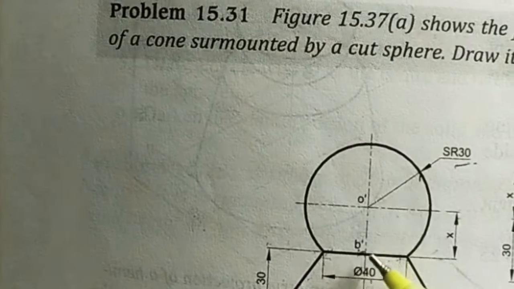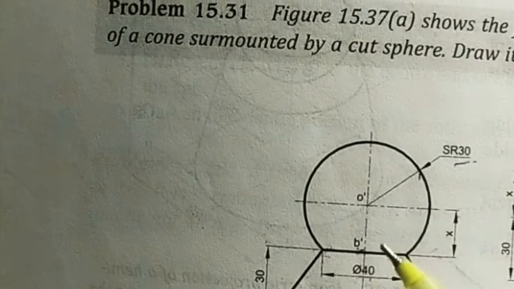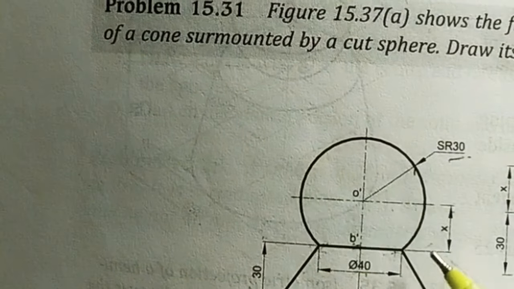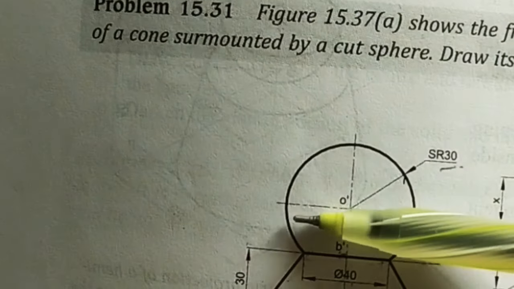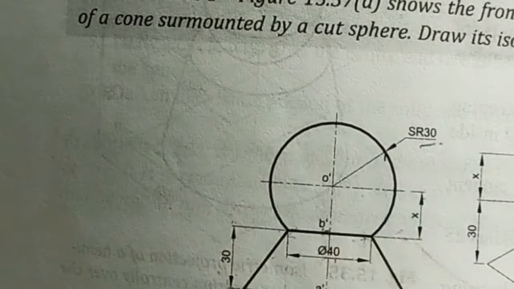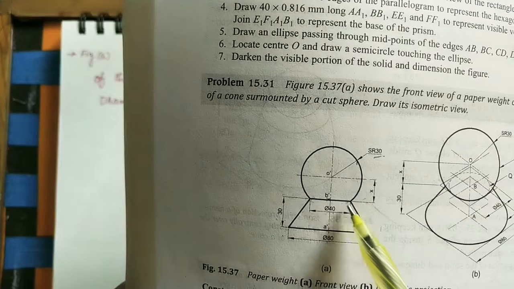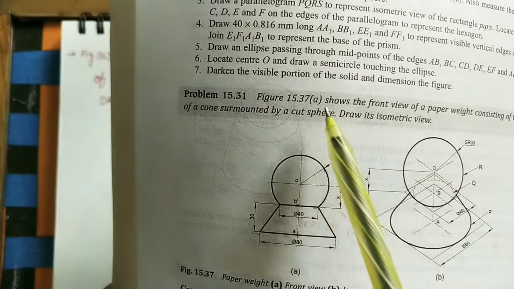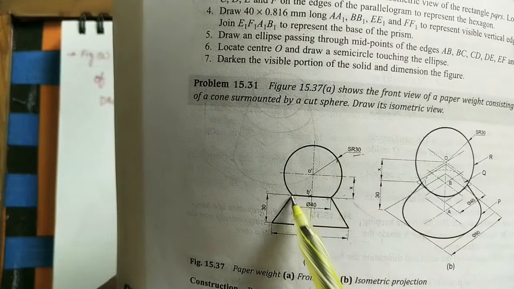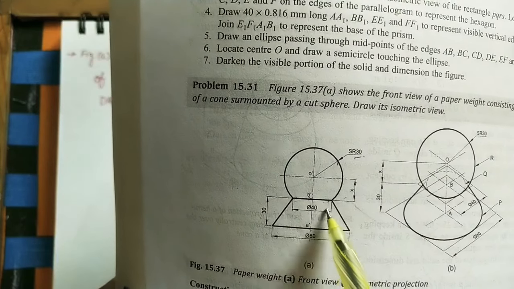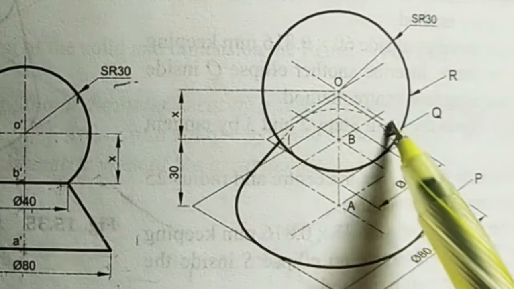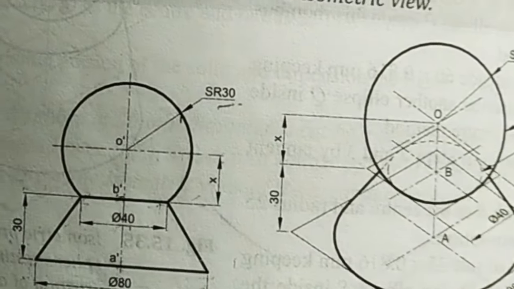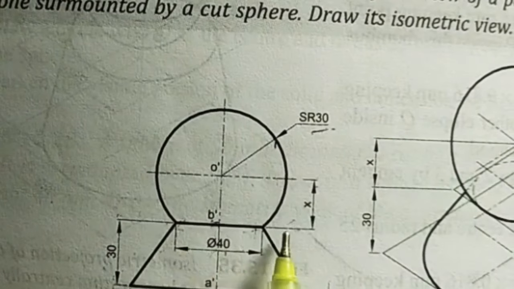But this is less than that, and we need to find this value. Initially we will draw the complete sphere. After that, we will take this 40. Wherever the 40 is, we will move the scale inside this and cut the sphere there. So they have given a cut sphere, which means we have to take the sphere up to this 40. It is also a diameter, meaning a circular one. Inside this we are keeping the sphere. Always remember they have given a cut sphere, so the sphere should come like this.